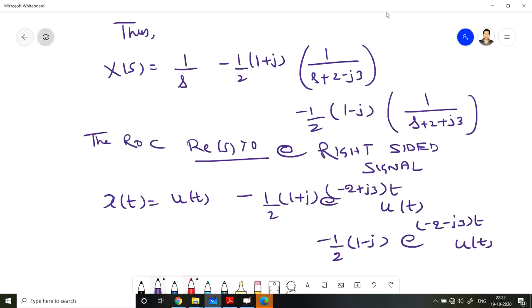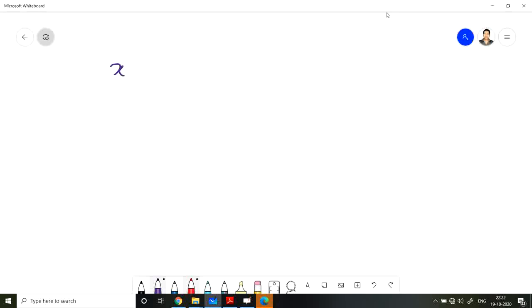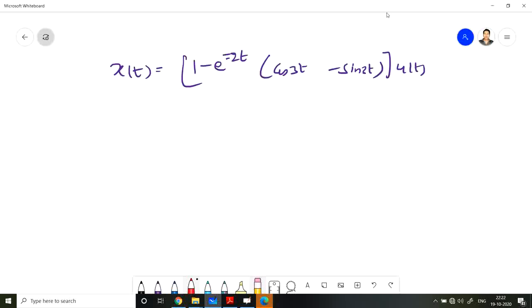It is very simple. Now finally, what we can write x(t) in most simplified form is 1 minus e raised to the power minus 2t (cos 3t minus sin 3t) into u(t). So this is our solution, and there is an alternative solution also.